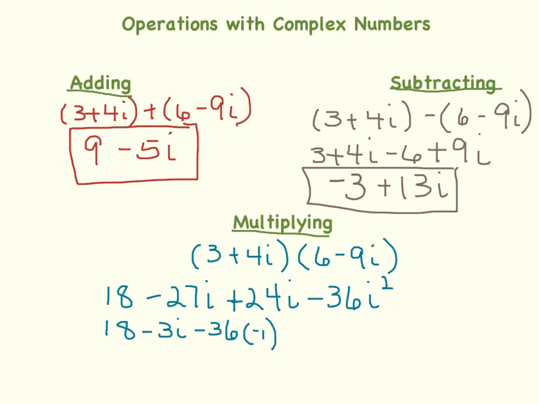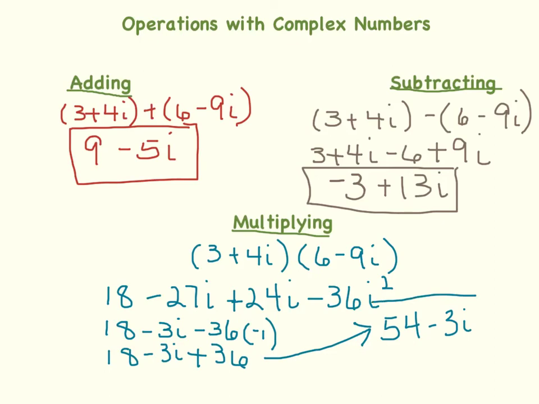So now I have another step. I am going to say, okay, I have 18 minus 3i, but what is negative 36 times negative 1? Well, that would be positive 36, so I put plus 36. Now I have one final step, and that is again to combine my new like terms, which is 18 and 36. So 18 plus 36 is 54. So I'm going to write 54 minus 3i. And so there you go. That's our answer.